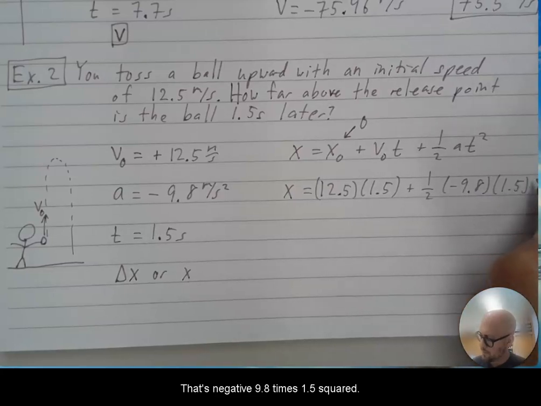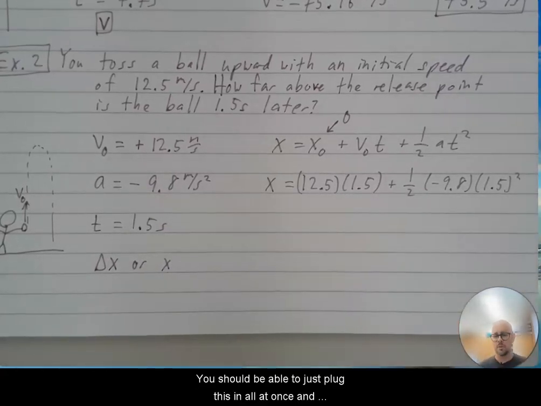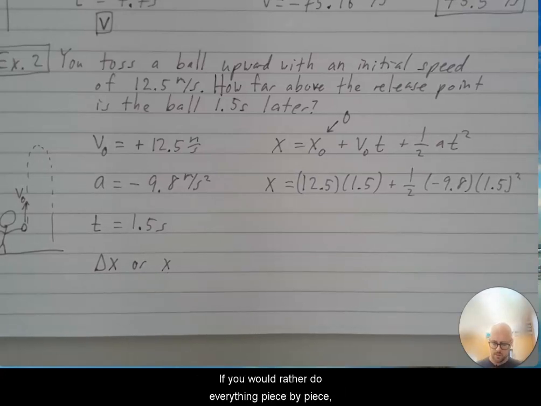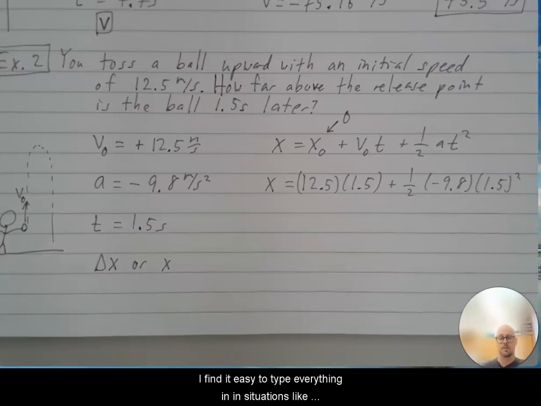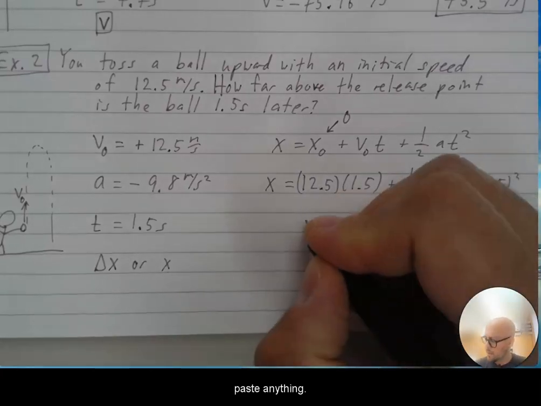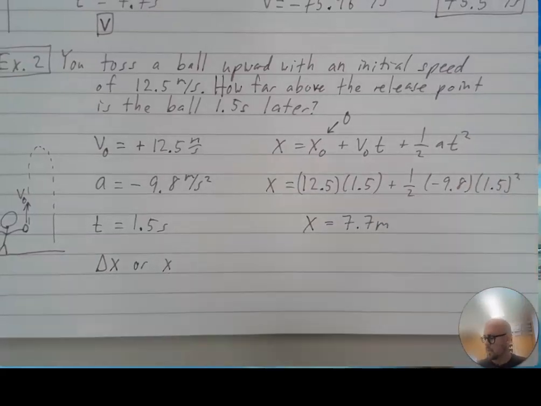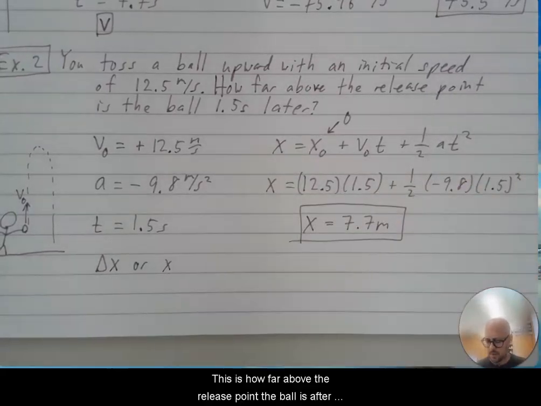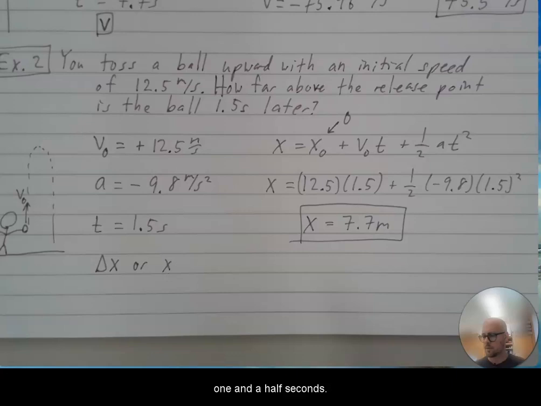If you have a graphing calculator, or even if you have a scientific calculator, you should be able to just plug this in all at once and have your calculator do the rest. If you would rather do everything piece by piece, you are welcome to do that. I find it easy to type everything in situations like this, because then I don't have to round anything or copy and paste anything. My final position is 7.7 meters. And so this is the displacement. This is how far above the release point the ball is after 1.5 seconds.